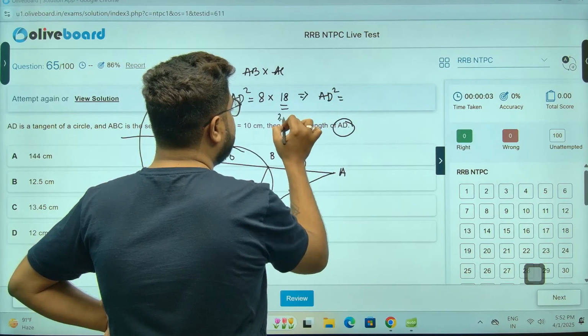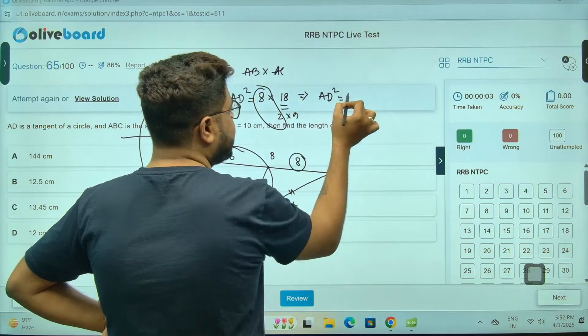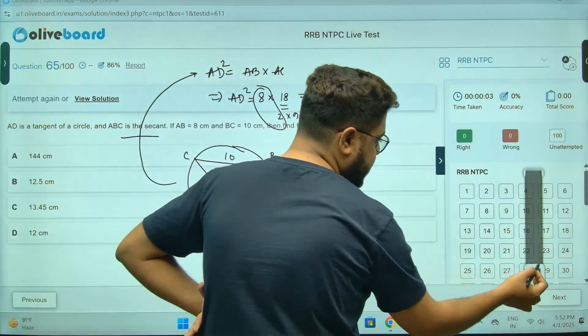18 means 2 into 9. So 8 into 2, 16, square root. 8 into 2, 16.